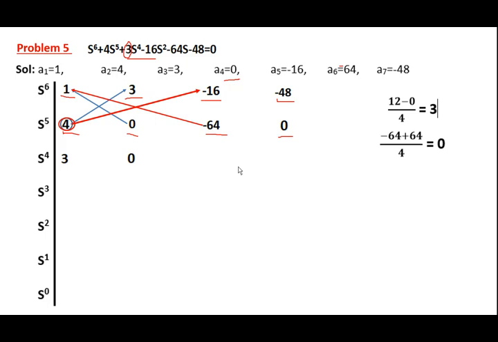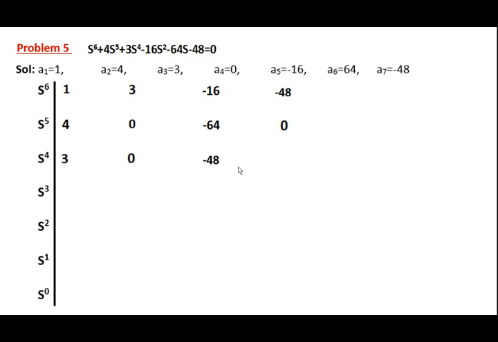Next, now to find the third element, 4 into minus 48 minus 0 divided by 4. So that gives minus 192, that is 4 into minus 48 is minus 192, minus 0 divided by 4, that gives minus 48. So next, to find out the next element of the next row, 3 into 0 is 0, 4 into 0 is 0, divided by 3. 0 minus 0 divided by 3 is 0 itself.